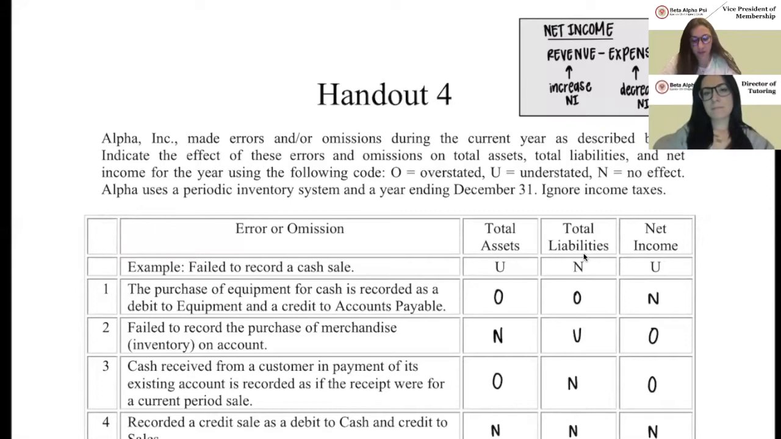So in each problem, we'll be looking at if this error or omission affected our total assets. We'll see if it affected our total liabilities, and then we'll also see if it affected our net income. So with total assets, if any of these problems have to do with like cash or AR, maybe something would happen to total assets. Total liabilities, maybe something like accounts payable or unearned service revenue. And then for net income, maybe something will affect it like revenue or expenses.